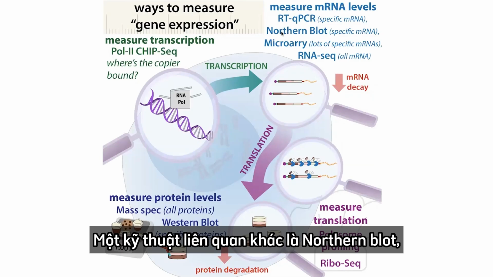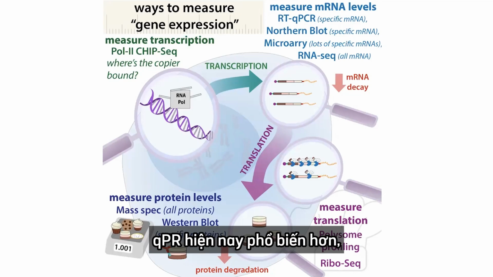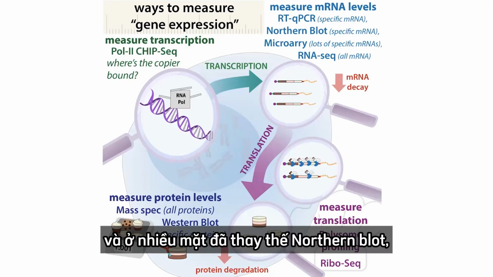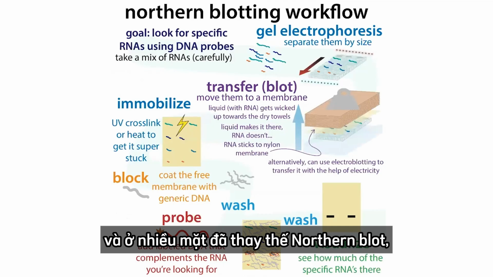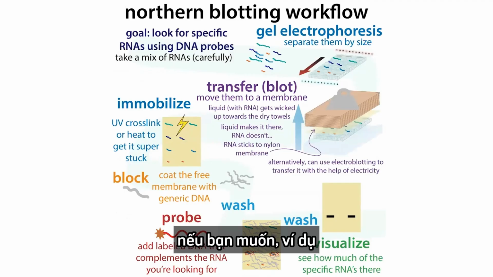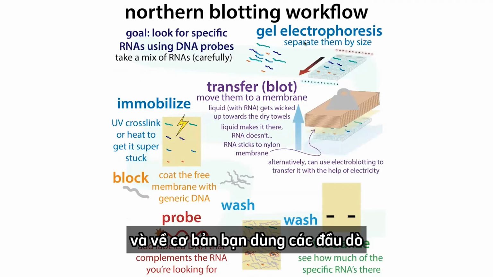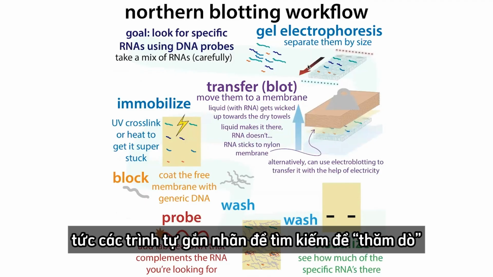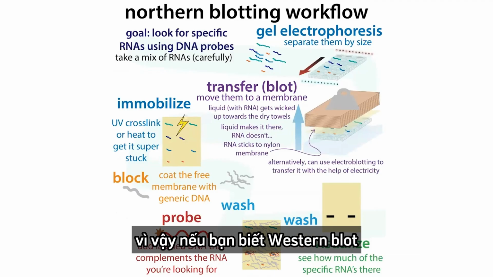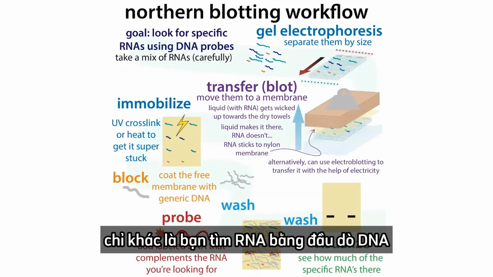Another related technique is going to be a northern blot. You can also do this with your single-stranded RNA. qPCR has become more common, kind of superseded the northern blot in a lot of ways, but northern blotting is still really useful for various purposes, if you're looking for, say, modifications to RNA and things like this. And basically you use probes, these labeled sequences, to probe a membrane for various sequences. So if you know about a Western blot looking for proteins, a Northern blot is similar in concept, except that you're looking for RNAs with DNA probes.